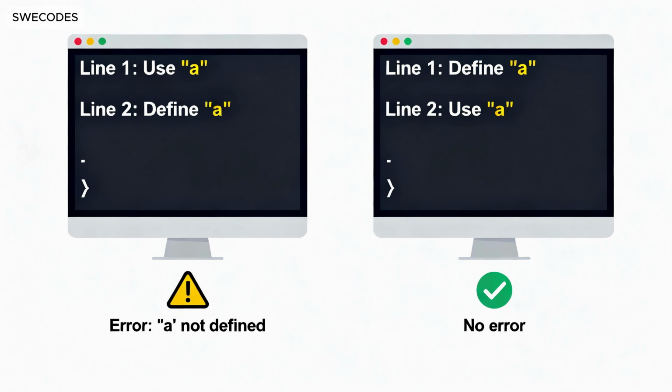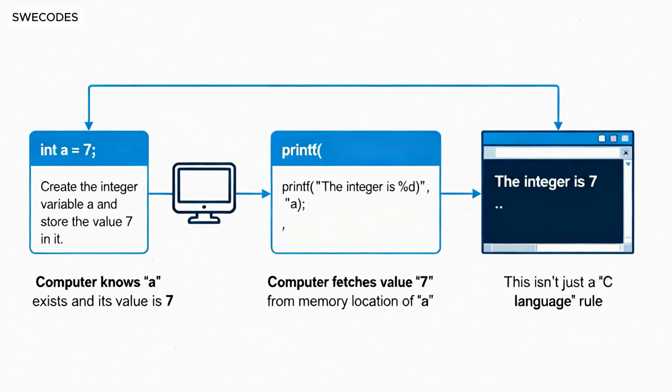We simply reverse the order. We obey the rule of declaration before use. New instruction 1, int a equals 7. First, we tell the computer, create the integer variable a and store the value 7 in it. The computer now knows it exists and what its value is.